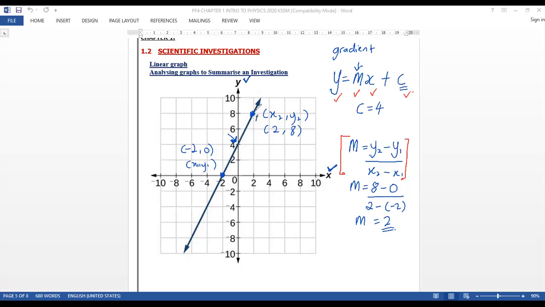So what is the name of this line graph? The name of this line graph should be y equals to mx plus c, right? So y remains as y, m is 2, x remains as x, plus c happens to be 4. So this is the answer. This is how we identify y equals to mx plus c.